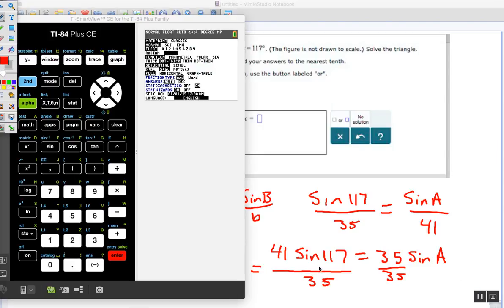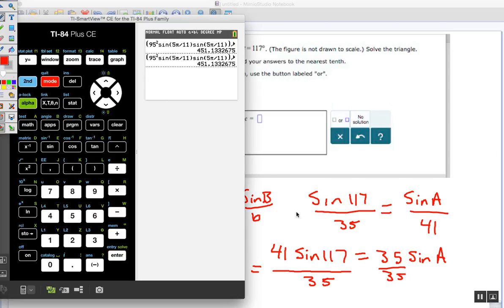All right, so if you're going to solve this problem with a calculator, you first want to make sure that you're in degree mode. I'm using a TI-84, but no matter what you use, just make sure you have DEG highlighted, since 117 is in degrees. So I'm going to go back to my home screen here. I'm going to type in parentheses, because I want to make sure our order of operations are followed. So 41 times the sine of 117 divided by 35.